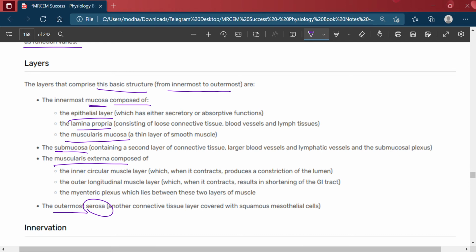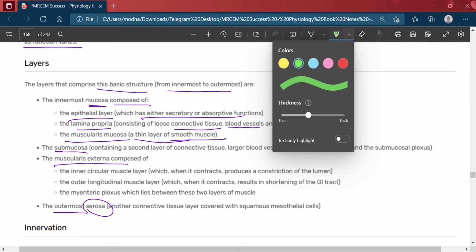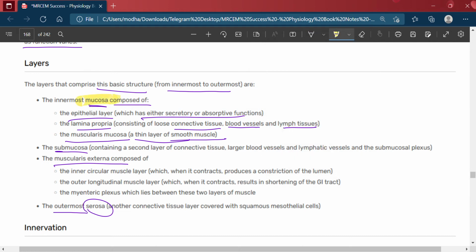So the epithelial layer, which has either a secretory or absorptive function, then the lamina propria, consisting of loose connective tissue, blood vessels, and lymph tissue, and the muscularis mucosa, a thin layer of smooth muscle. Then the submucosa. So this is the mucosa, then the submucosa, then the muscularis externa, and the serosa.